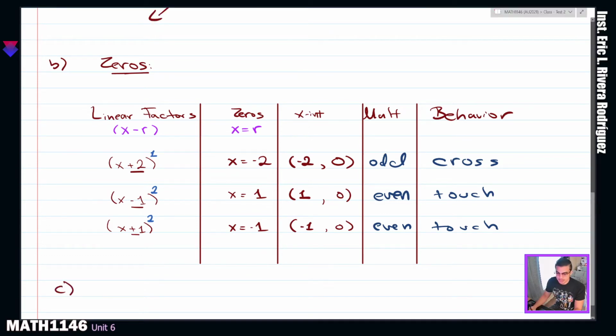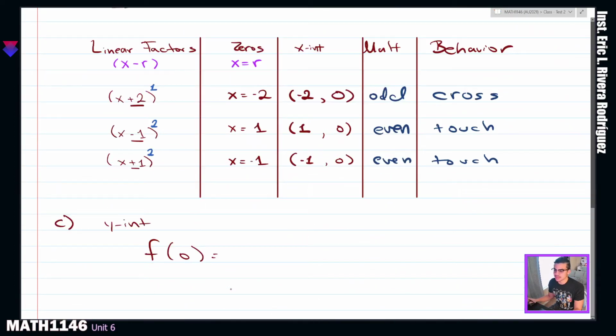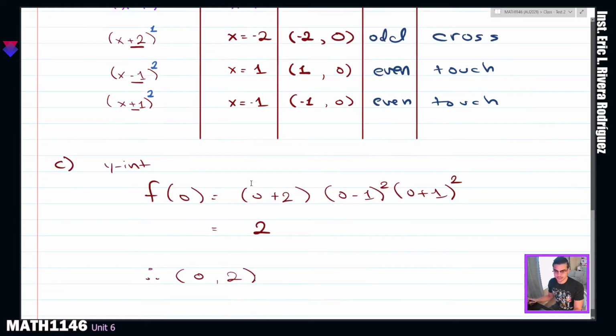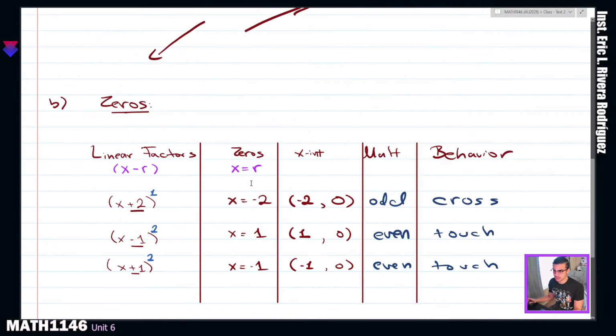All right. So C is going to be the y-intercept, and the y-intercept is going to be very easy because what we need to do is to plug in 0 into x and solve for the function or the polynomial. This is going to give us +2, hence the y-intercept is 0,2. And with this information, we are ready now to graph the polynomial function.